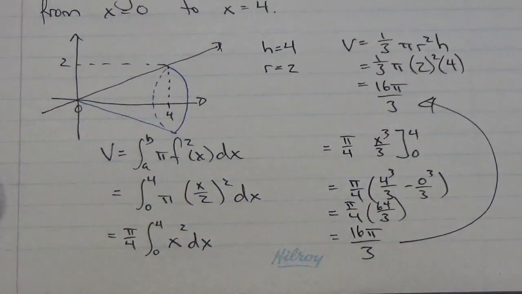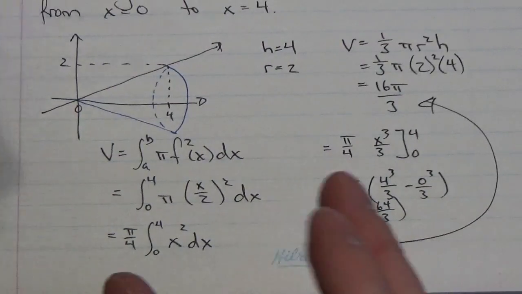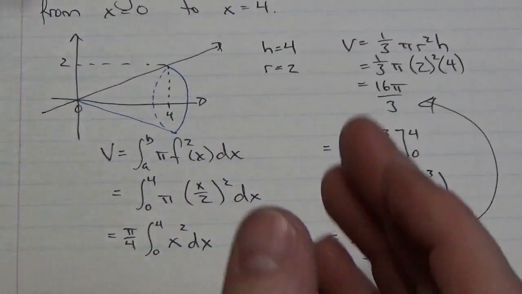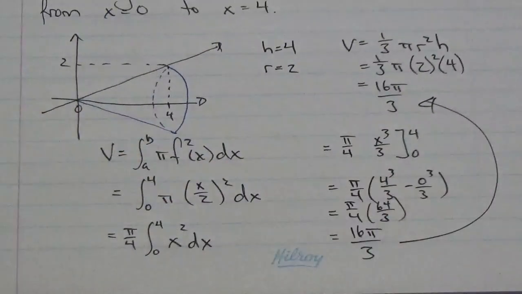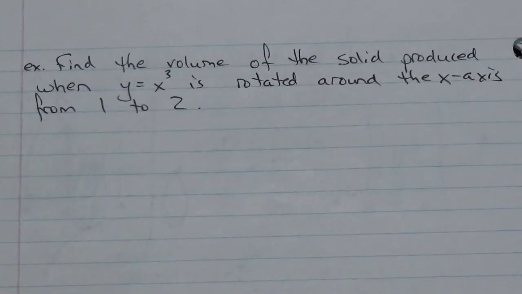Again, this is not the only method for coming up with volumes when we rotate, and in fact, we don't even have to rotate just around the x-axis. We can rotate around different axes, and we'll probably look at that a little bit later. But for now, let's just take a look at a couple more examples. All right, here's another one.